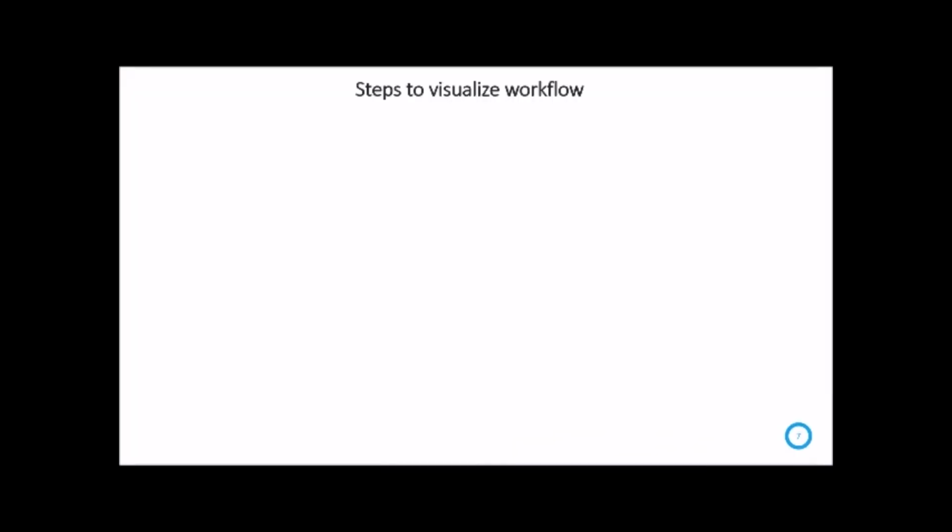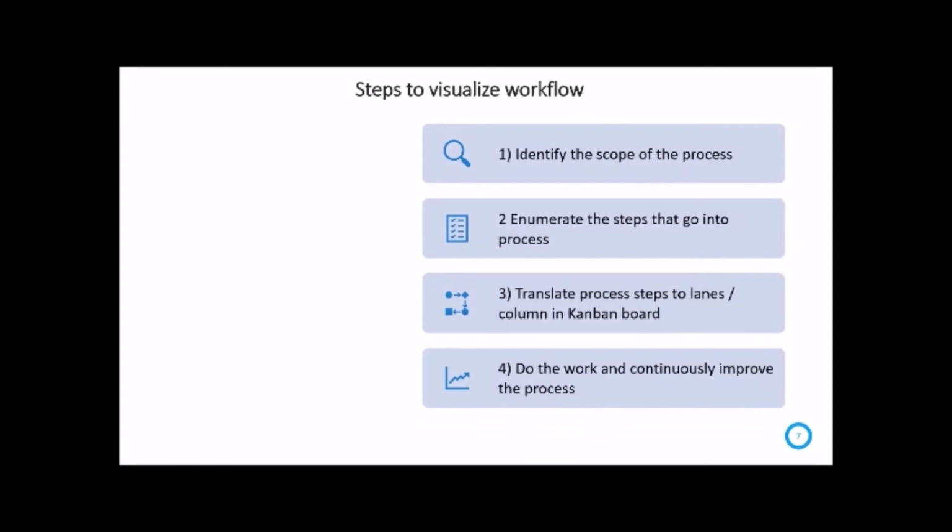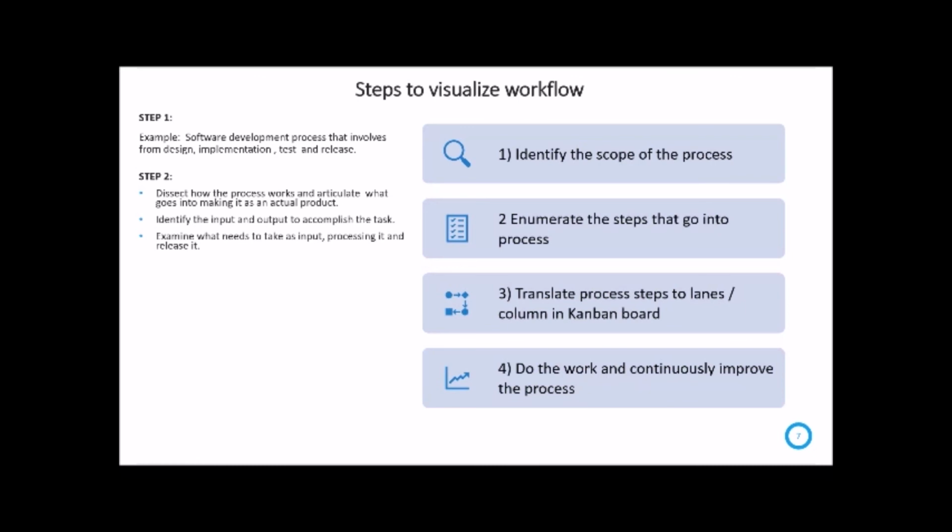Steps to visualize a workflow. There are 4 steps to visualize a workflow. The first step is to identify the scope of the process. One example of a process that uses Kanban is a software development process that involves a workflow from design, implementation, test, and release. Step 2 is to dissect how the process works and articulate what goes into making it an actual product.